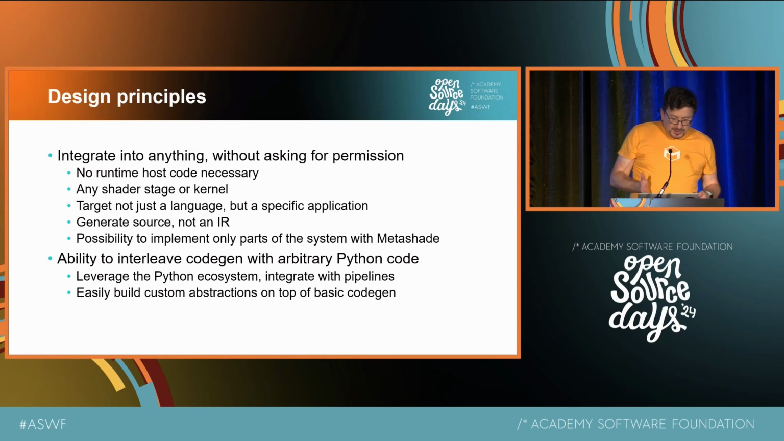Here are the design principles that I followed while working on Metashade. So I wanted it to integrate into anything without asking for permission. So the host application shouldn't have to know that there is a Metashade. And that means that the host app shouldn't require a host runtime library to link to. Metashade should be able to generate any code for any shader stage. It should be flexible enough to accommodate the specific APIs of the host applications.